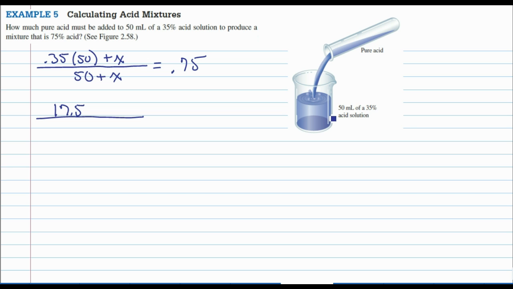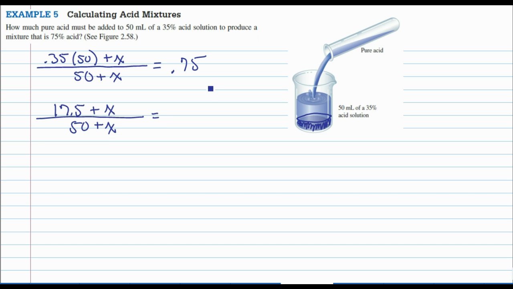So maybe right there is where the acid is. The rest of it's just pure water. So we're going to add pure acid to it. We're going to add that many milliliters. Well, in the container total, there's 50 milliliters plus however many milliliters of acid I add.